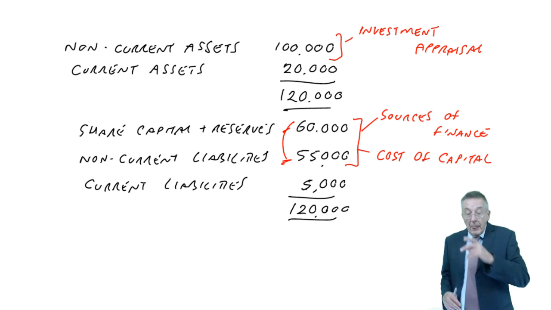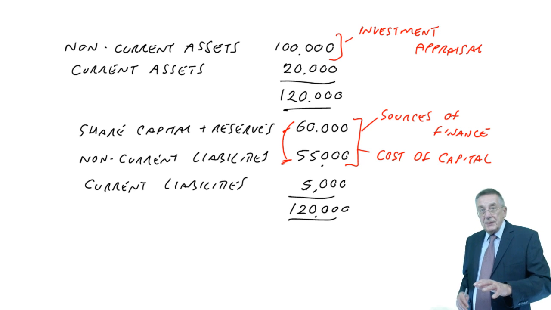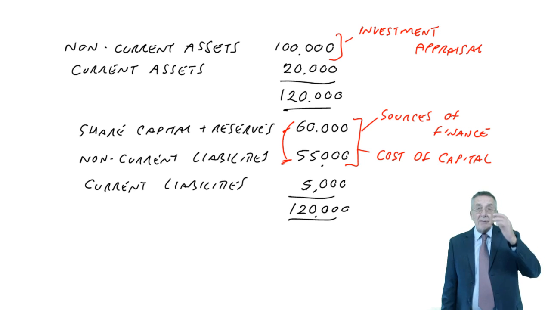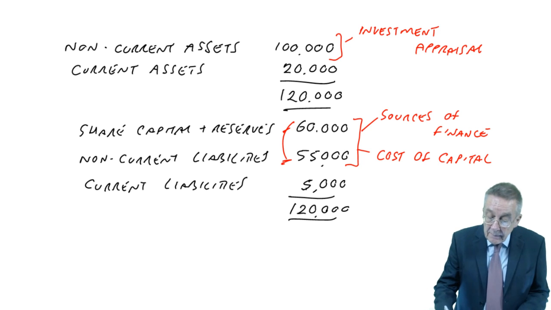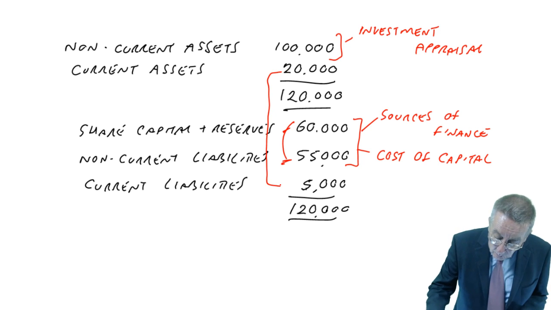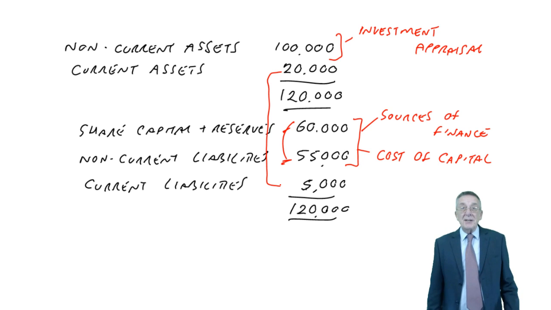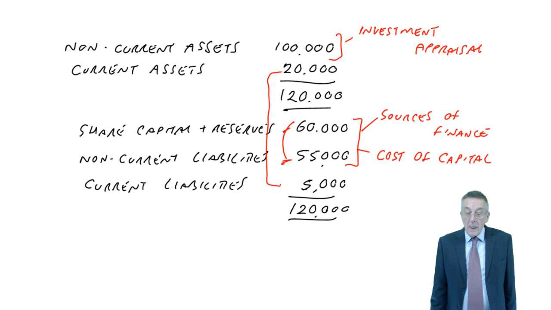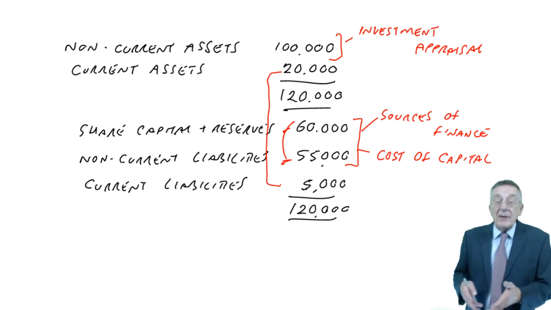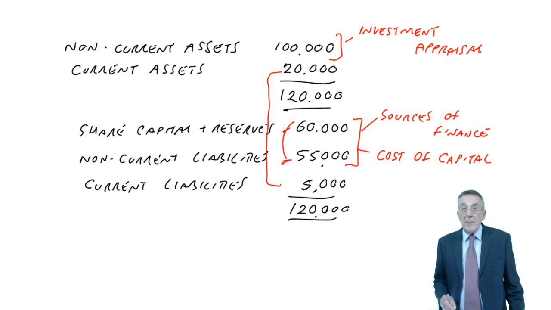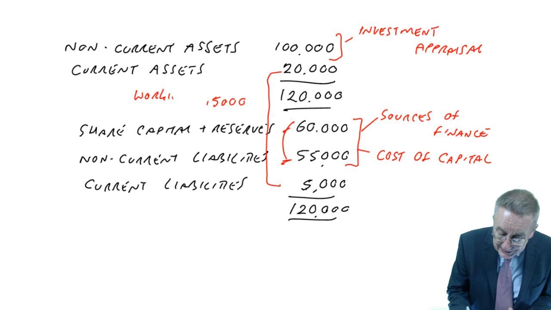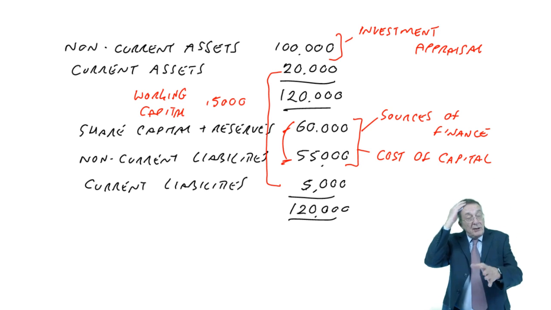So where are they? They've raised 115,000. Most of it, 100,000, has gone into new machines. But where's the rest of it gone? The rest of it has gone into what we call our working capital. There's 20,000 current assets, receivables, inventories, and whatever. 5,000 helps finance it, it's our payables, but there's a net 15,000 there, working capital. Current assets minus current liabilities. So that's where the rest of the money's gone.